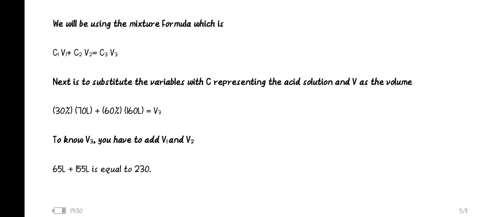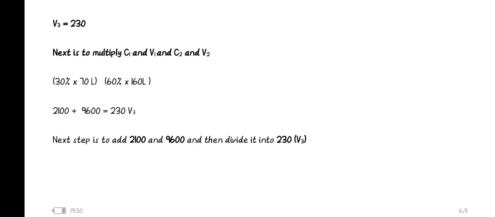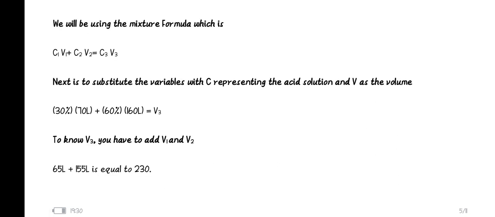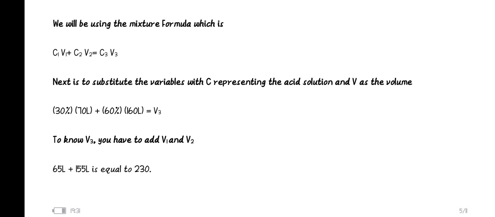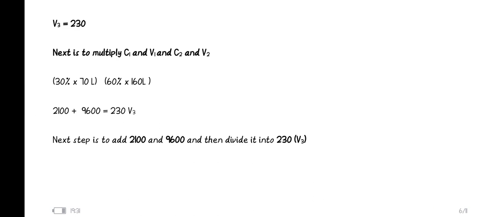To know the volume, or the V sub 3, you have to add the V sub 1 and V sub 2. So 70 liters plus 160 liters is equals to 230 liters, which comes up to V sub 3 is equals to 230. Next is to multiply C sub 1 and V sub 1 and C sub 2 and V sub 2.